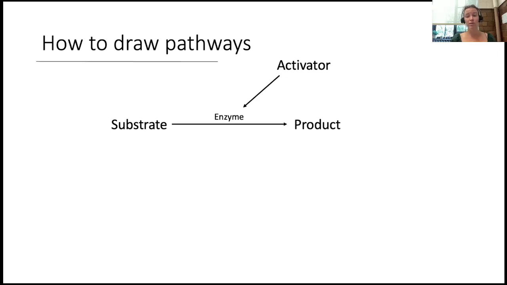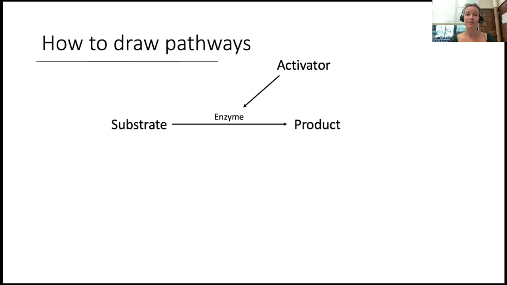So last time we were together, we talked about how inhibitors are going to reduce Vmax. Well, today we'll be talking about activators, and in particular, we're going to see an example of how an activator is going to decrease the Km.